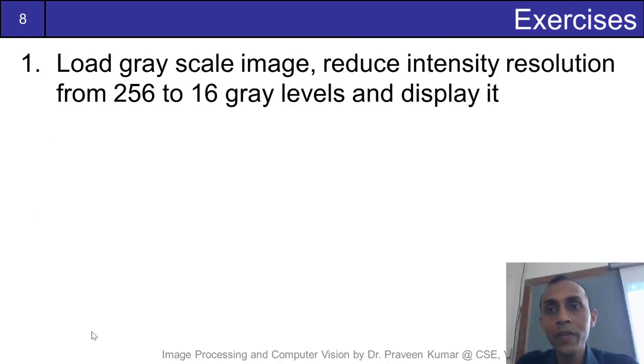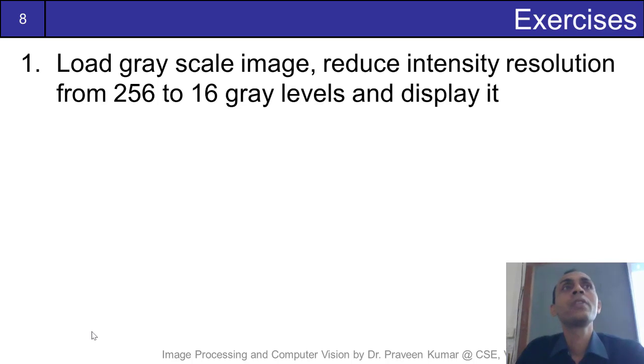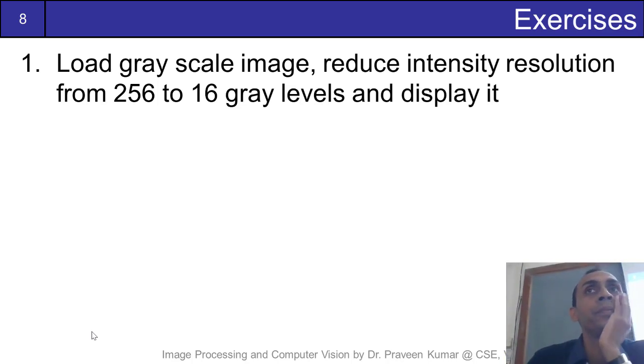So if you are okay with this, then let us do some simple exercises. Remember, in the last class we discussed spatial resolution and intensity resolution. Let us try to do some exercises related to that. For the first exercise, let us say you want to load a grayscale image. By default it will have a range from 0 to 255. It will have 256 gray levels.